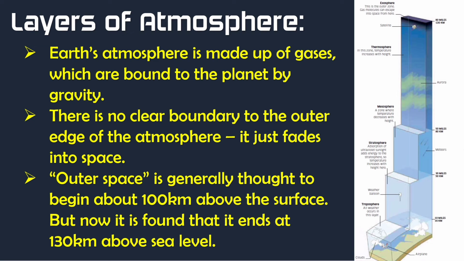Troposphere. All weather occurs in this layer. Stratosphere. Absorption of ultraviolet sunlight adds energy to the stratosphere, so temperature increases with height here. Mesosphere, a zone where temperature decreases with height. Thermosphere, in this zone, the temperature increases with height. Exosphere, this is the outer zone. Gas molecules can escape into space from here.